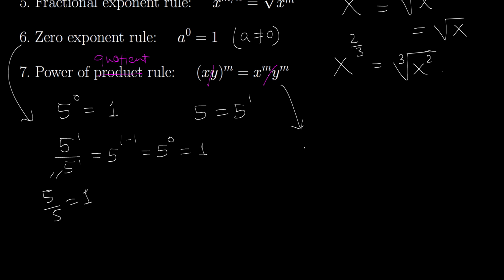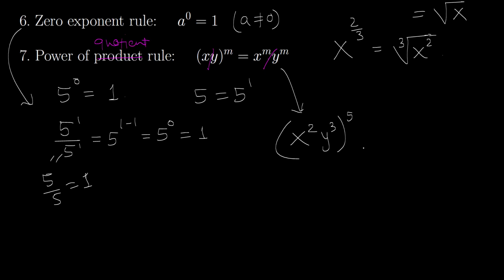Let me combine a couple of things. X squared y cubed, all raised to 5. Somehow we are given this to simplify. Then it's a times, so we multiply 5 times 2 and 5 times 3. So x raised to 10 times y raised to 15.